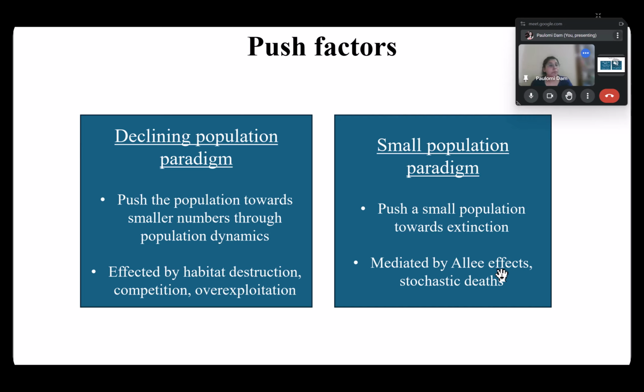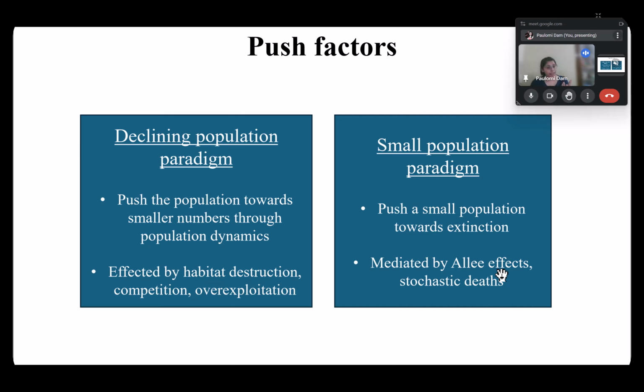So the declining population paradigm: they are affected by habitat destruction, competition, overexploitation. All these different factors, habitat destruction, competition, overexploitation, decimate the population size. While when you come to the small population paradigm, these are mediated by Allee effects and stochastic depth.